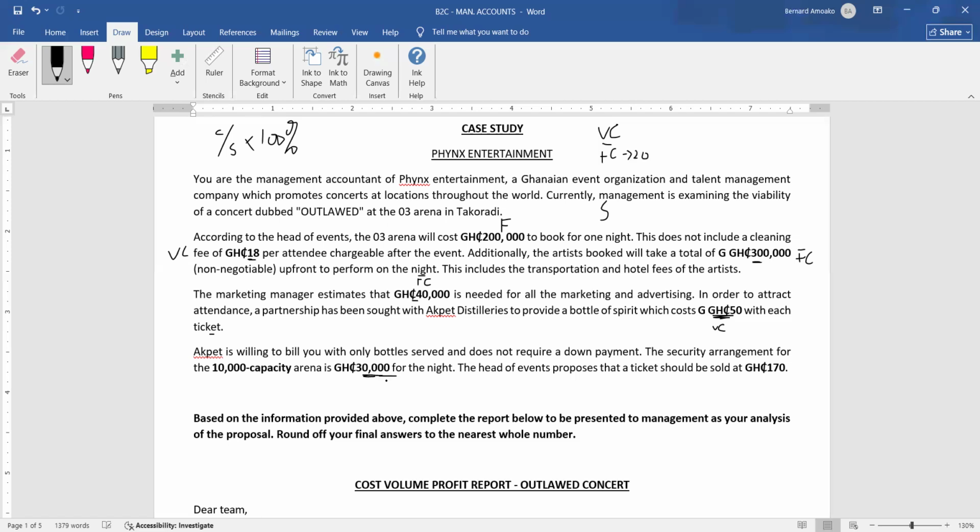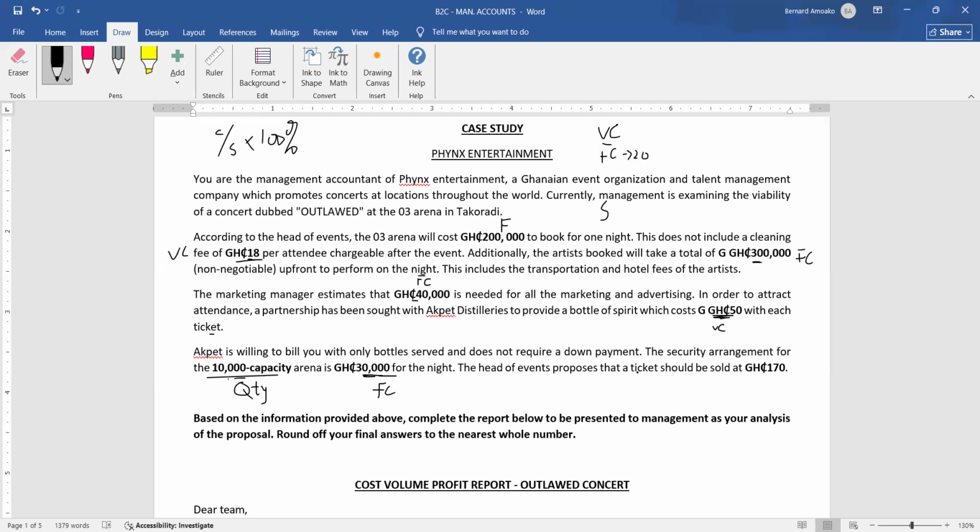So this cost is also what? A fixed cost. Are you with me? Now, they don't need to tell you the number of bottles they are going to supply because they told you the quantity that is going to occupy the arena, 10,000. So they are supposed to supply how many items? 10,000. The cleaner is also going to clean based on how many people? 10,000. So the 10,000 capacity here becomes the quantity. Do you have a fair idea now? Okay. So the 10,000 here becomes the quantity that is expected to come.